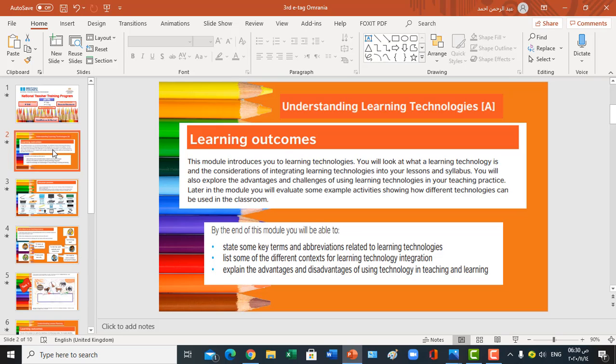So we can put this into points. By the end of this module, you will be able to: 1. State some key terms and abbreviations related to learning technologies. 2. List some of the different contexts of learning technologies integration. 3. Explain the advantages and disadvantages of using technology in teaching and learning.